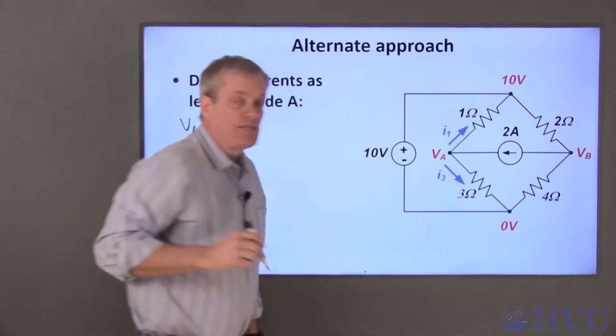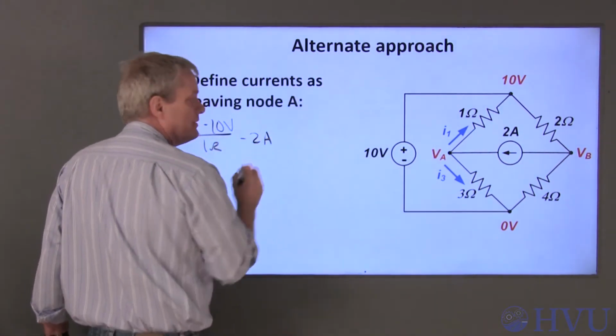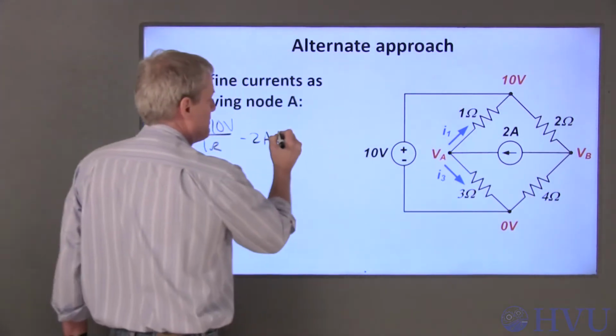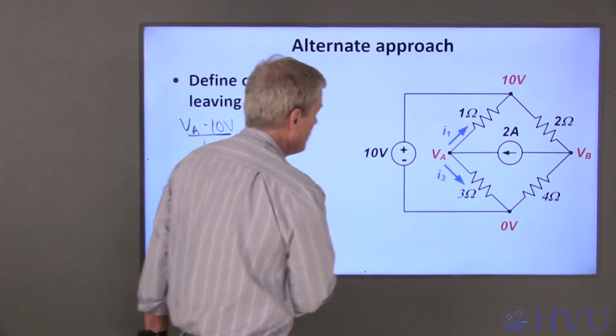The 2 amps is entering, that's negative. I don't get to choose on that one. This is a positive contribution. I3 is VA minus 0 over 3 ohms.